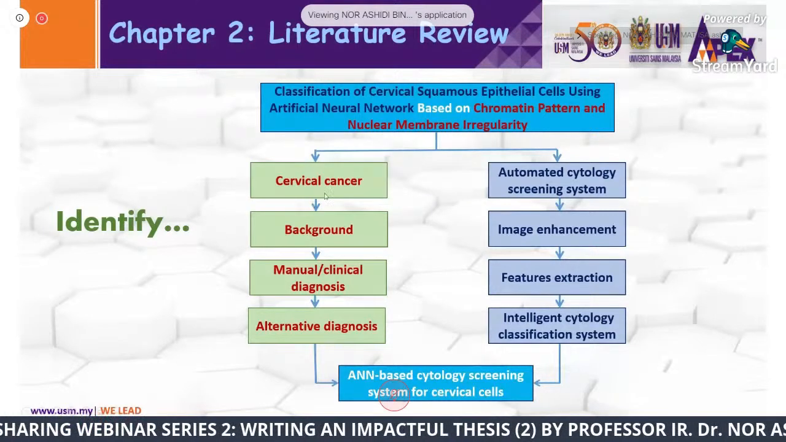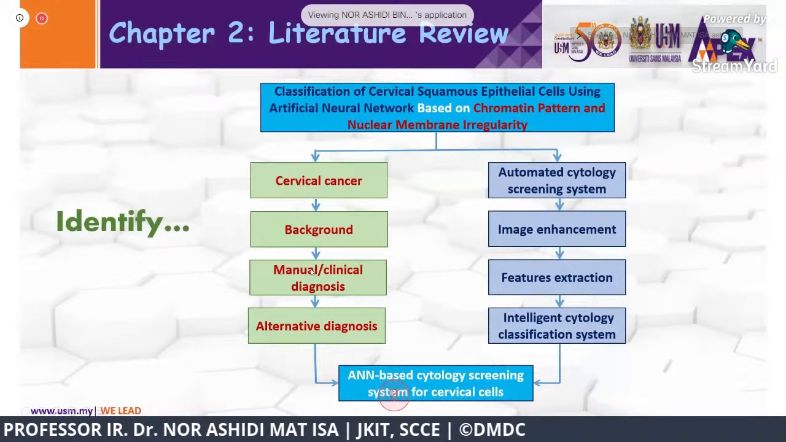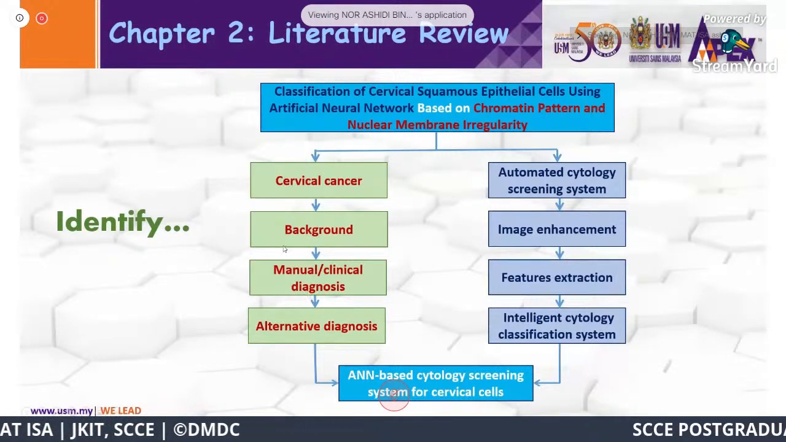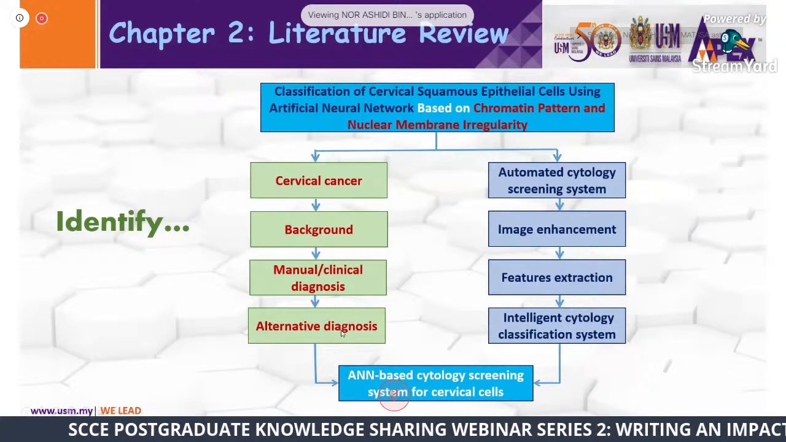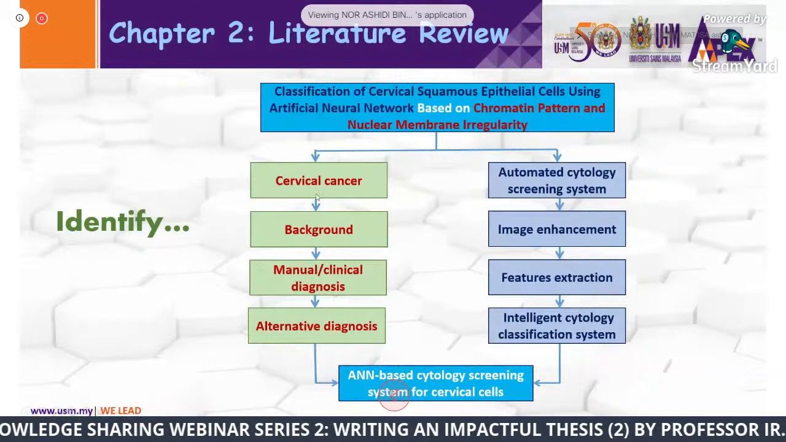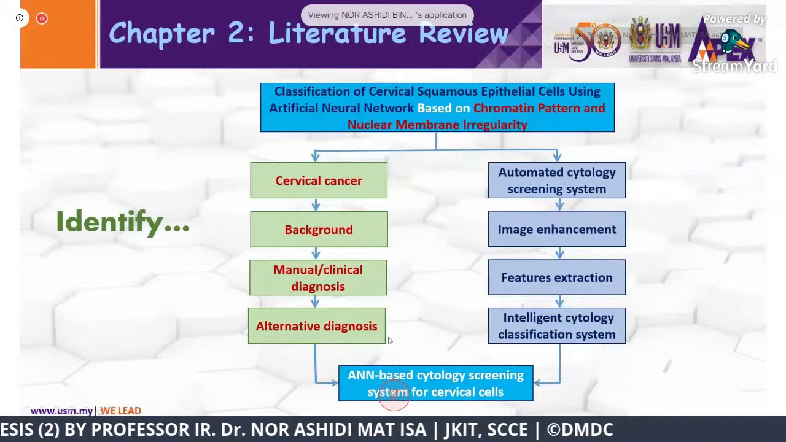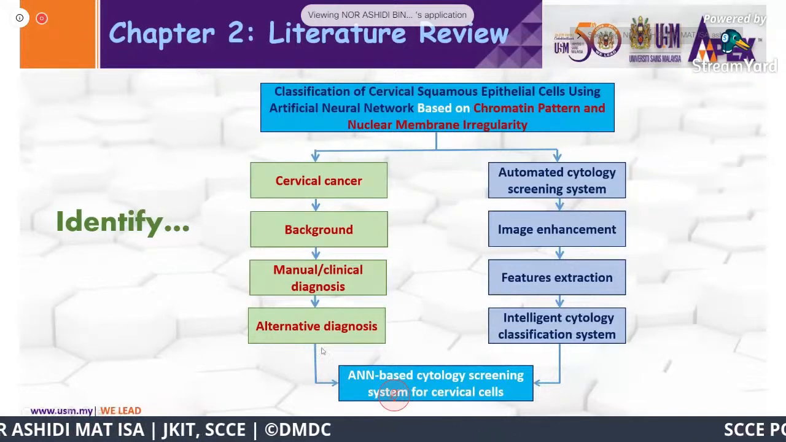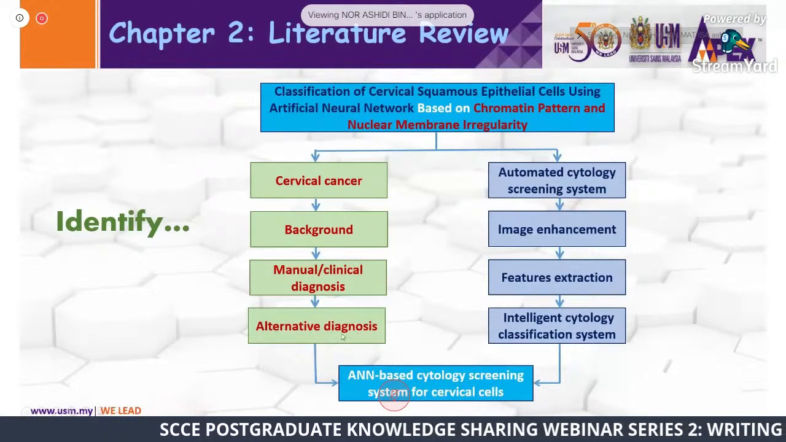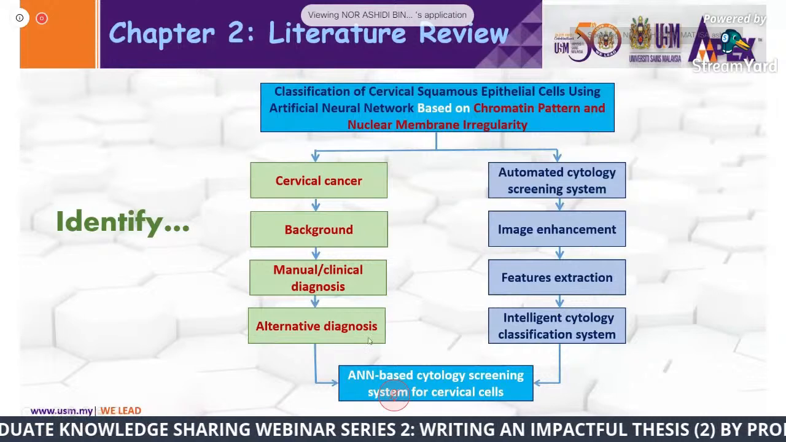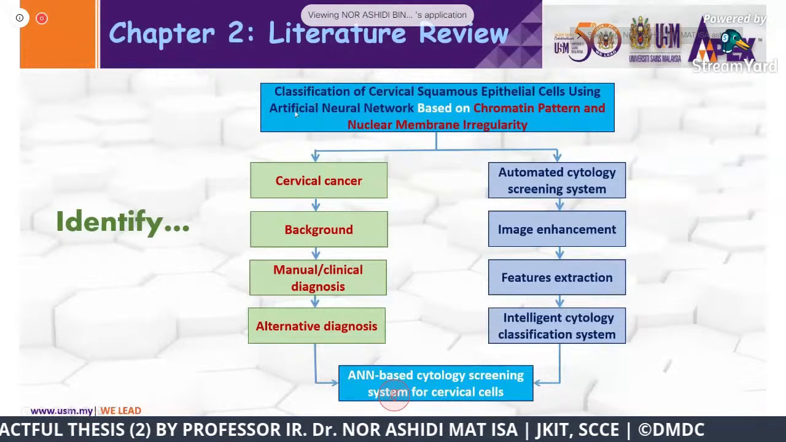Because I need to know what the problem of cervical cancer is. Because of that, we have a manual and clinical diagnostic system, and they also have problems and limitations. So now I move to the alternative diagnosis. I start with the general one, which is cervical cancer, and at the end I stop my first subtopic at the alternative diagnosis, because I want to know what the problem is. So I will highlight the problem of the alternative diagnosis. Because of the problem, I will then propose a new classification system by using the ANN.